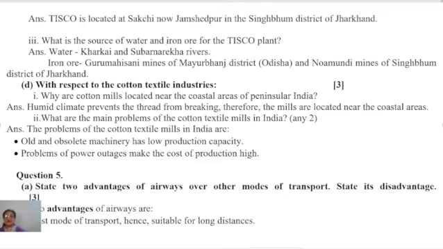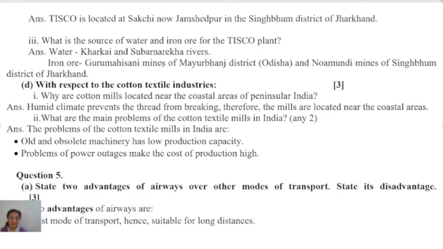Kharkai and Subarnarekha. These two rivers provide water. Okay. What about iron ore? Iron ore is actually provided by Guru Mahesani mines of Mayurbhanj district, Odisha, and Noamundi mines of Singhbhum district of Jharkhand. Okay. These are the most important mines which provide iron ore, especially to this industry.